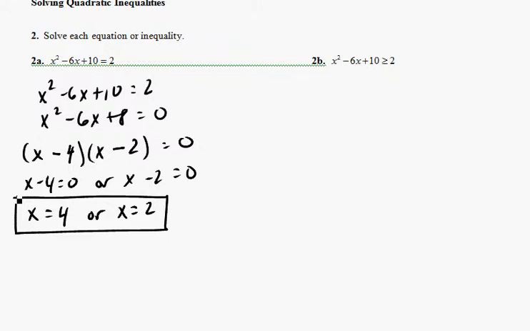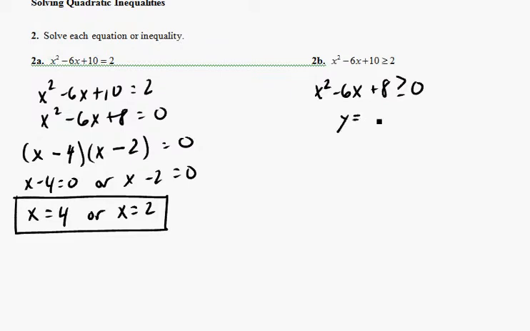Now, 2b is a quadratic inequality, and you can see that it corresponds to the quadratic equation that we solved in part A. Now, I'm going to take this inequality and first subtract the 2 from both sides. Recall that when solving inequalities, if you add or subtract from both sides of the inequality, you don't have to change the direction of the inequality.